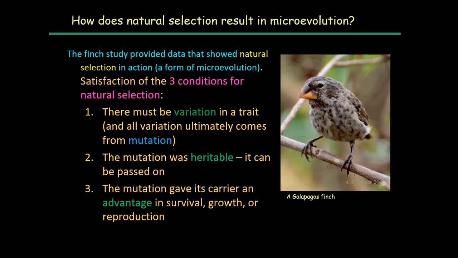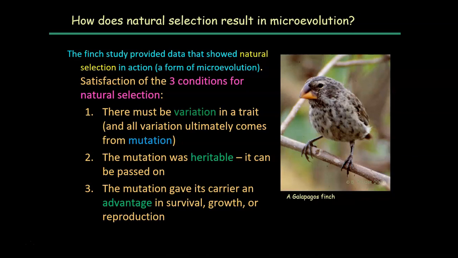There are three conditions that must happen for natural selection to occur. First of all, there must be variation in a trait. And just as an aside, all that variation ultimately comes from mutation. That's what we learned about in the previous class. Number two, the mutation has to be heritable. It has to be passed on. A mutation somewhere else in the bird, away from its gametes, is not passed on to its offspring. Doesn't matter what that mutation is, it's not going to matter. It's got to be in the gametes. It's got to be in the sperm or the egg. Otherwise, the offspring don't get it.